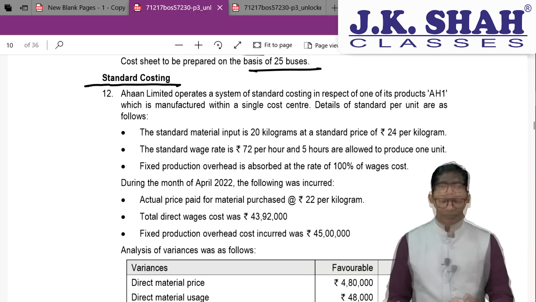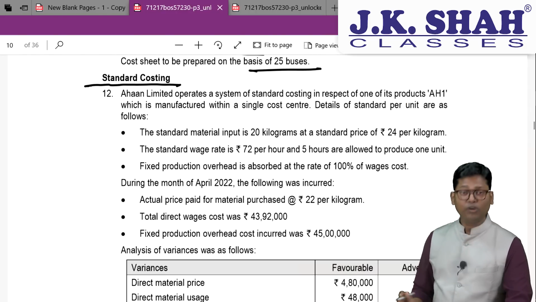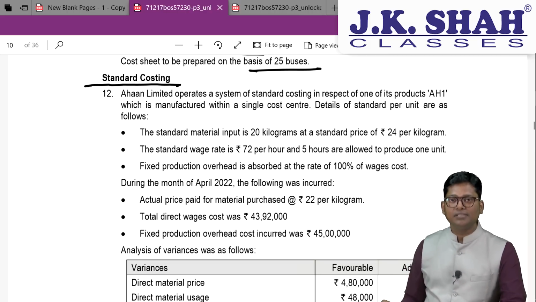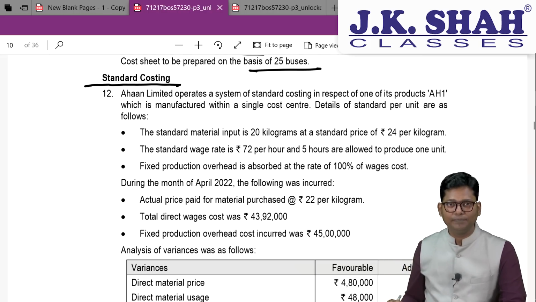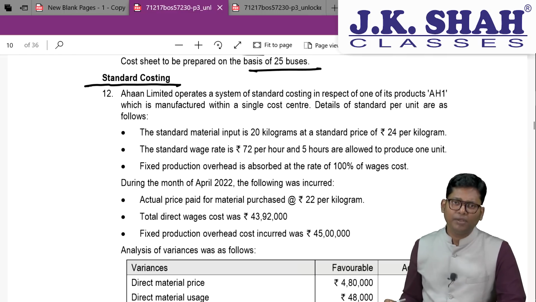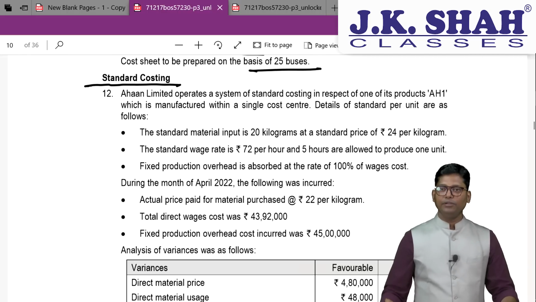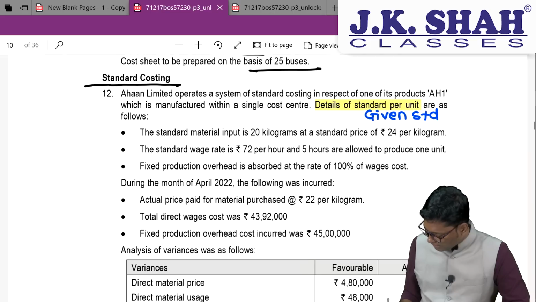Let's have a discussion. Question number 12 of RTP is fully based on standard costing concepts, where the question itself says that Han Limited operates a system of standard costing in respect of one of its products, and the product name is AH1, which is manufactured within a single cost center. Means there are no multiple departments engaged in this activity, only one cost center. Details of standard cost per unit are as follows. That means the given standard is for 1 unit of production.